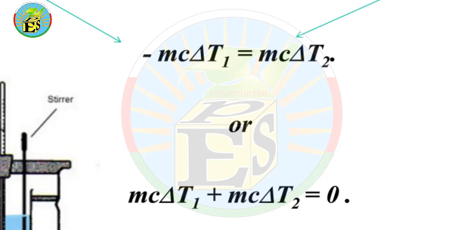Mixing substances obeys energy conservation. Q lost by one substance equals Q gained by another. It means the lost one takes a negative sign. So m c delta T1 equals m c delta T2. Delta T1 is the temperature change of the material that loses energy, and delta T2 is the temperature change of the material that gains energy.